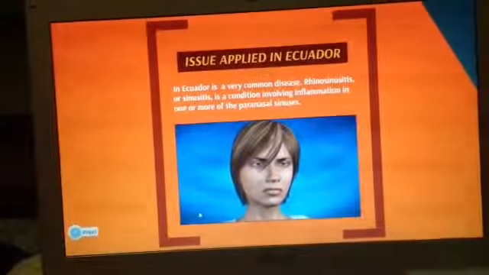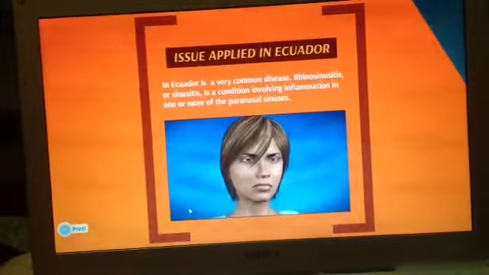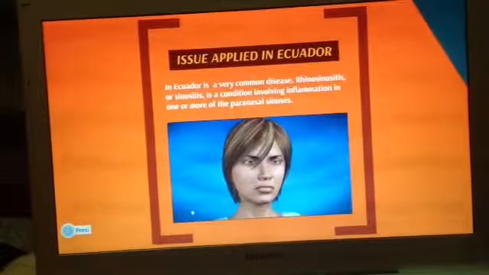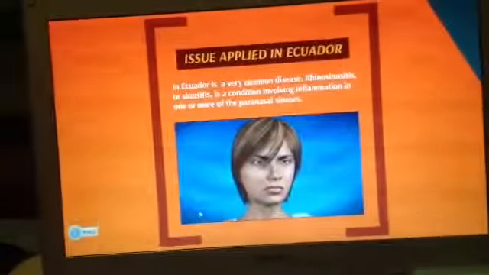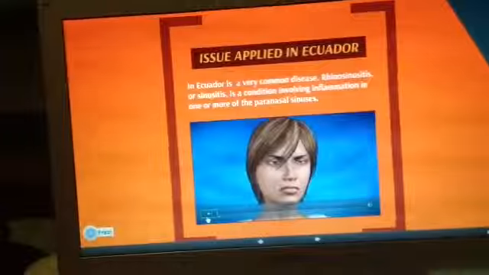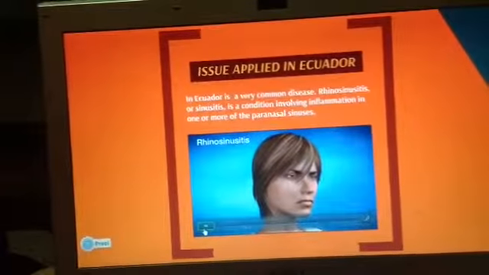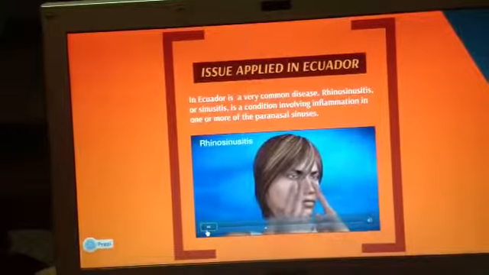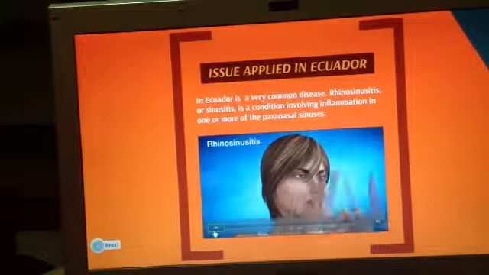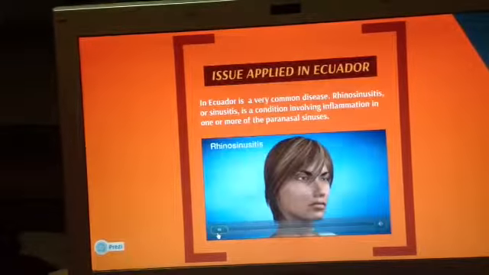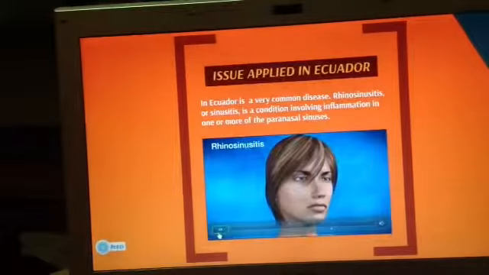In short, in Ecuador, rhinosinusitis is a very common disease. Rhinosinusitis or sinusitis is a condition involving inflammation in one or more paranasal sinuses. It often causes a dull, pressurized headache or facial pain for sufferers. Rhinosinusitis can affect any of the paranasal sinuses.